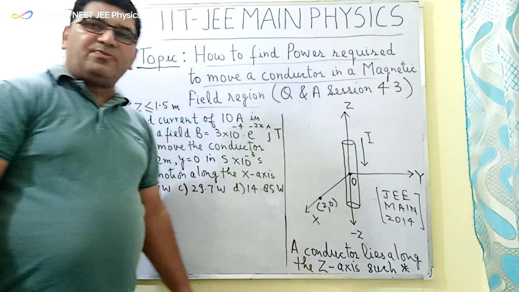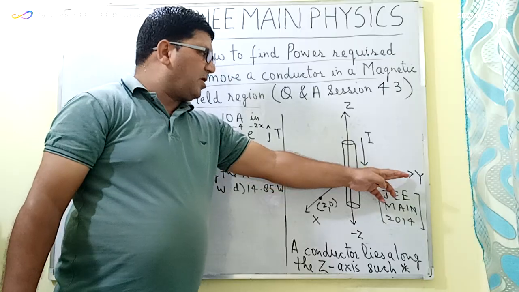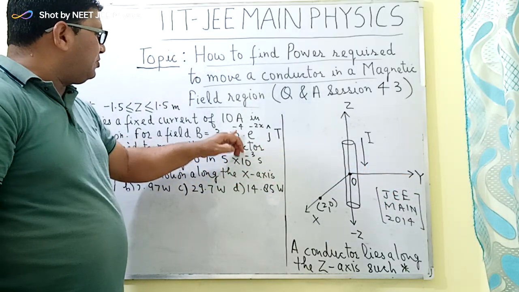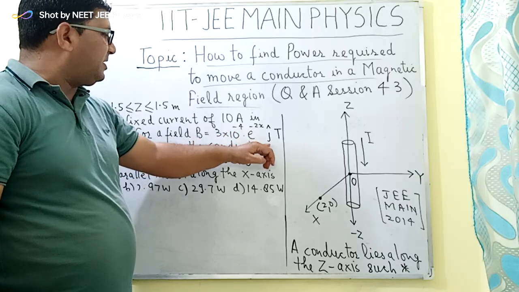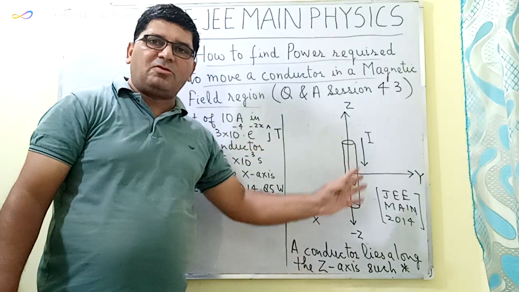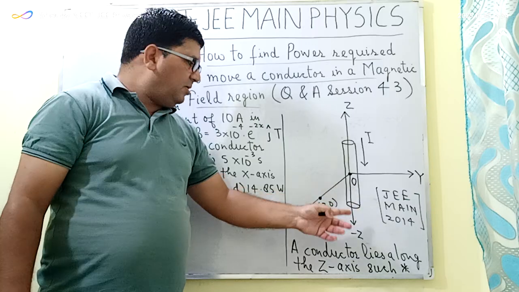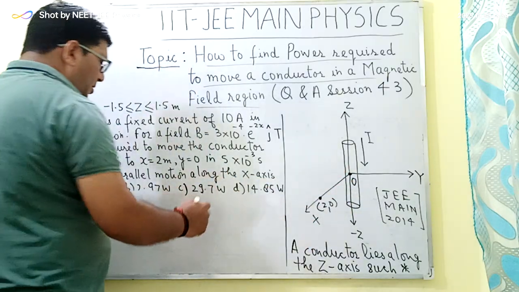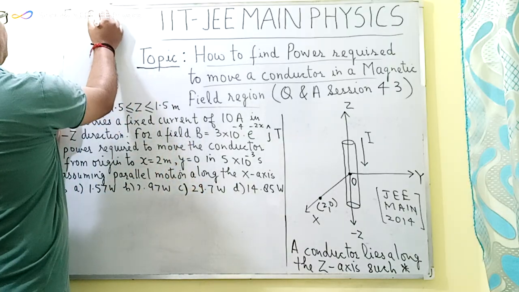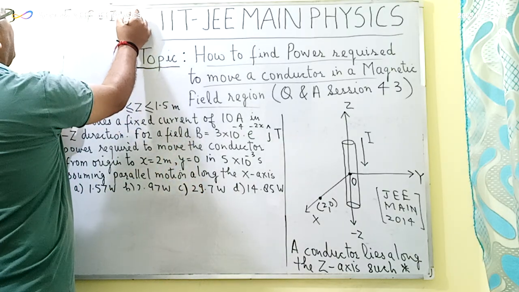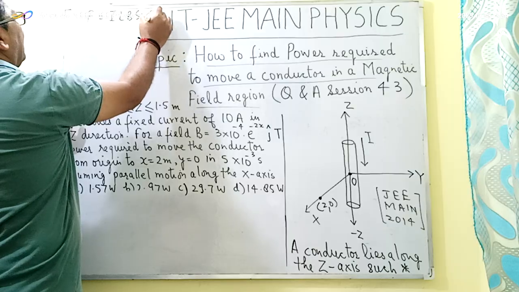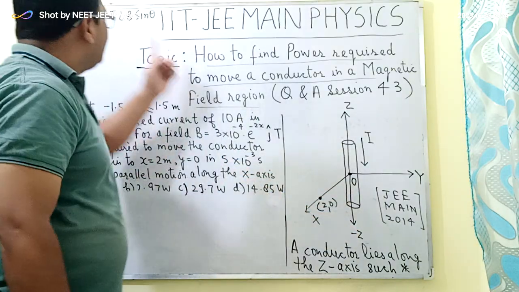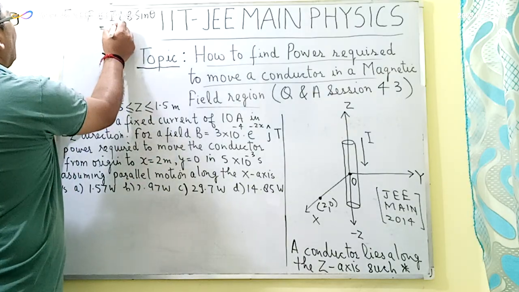The direction of the magnetic field is along the y-axis. It is written here that B is equal to 3 into 10 to the power minus 4 into e to the power minus 2x j cap. J cap means the direction of the magnetic field is along the y-axis. So by the right hand rule, the direction of the magnetic force will be along the x-axis. Now, the magnetic force F is equal to ILB sine theta, where theta is the angle between the direction of the magnetic field and the conductor length vector. So this theta will be equal to 90 degrees. So finally it will be equal to ILB.